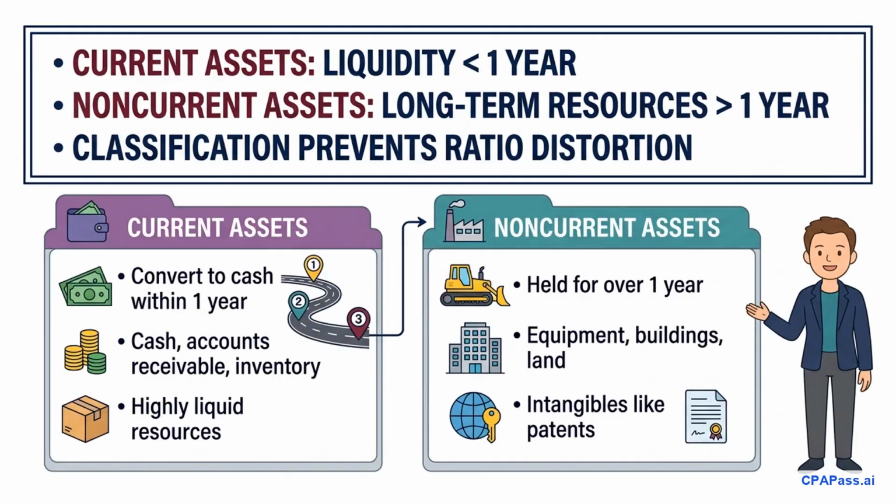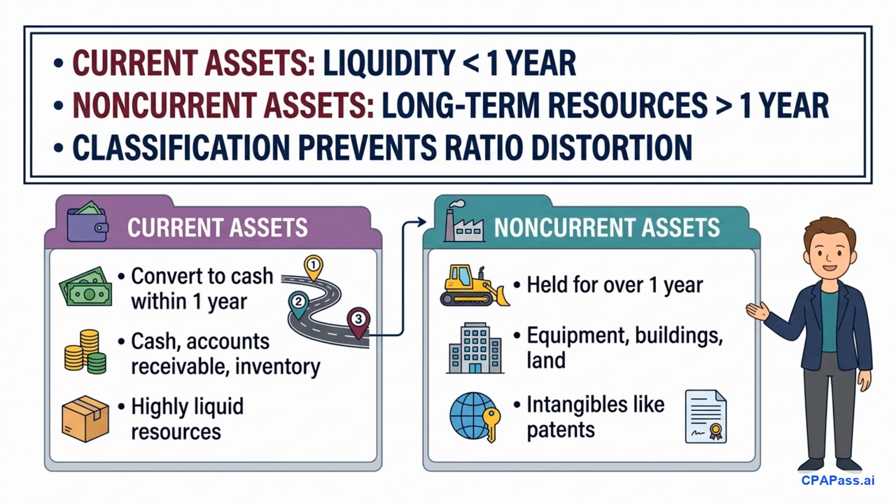On a classified balance sheet, we separate assets into current and non-current categories based on liquidity. Current assets are resources a business expects to convert to cash or consume within 1 year or one operating cycle, whichever is longer. Examples include cash, accounts receivable, and inventory. In contrast, non-current assets are long-term resources held for more than 1 year. These include tangible items like equipment and buildings, as well as intangible assets like patents.